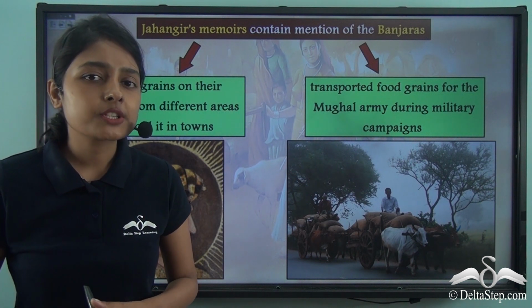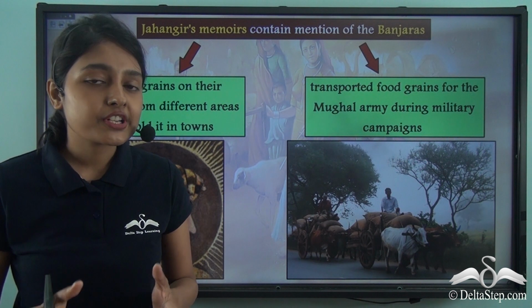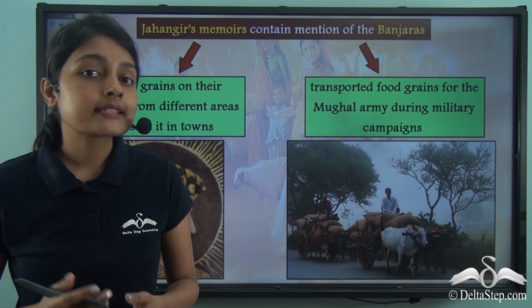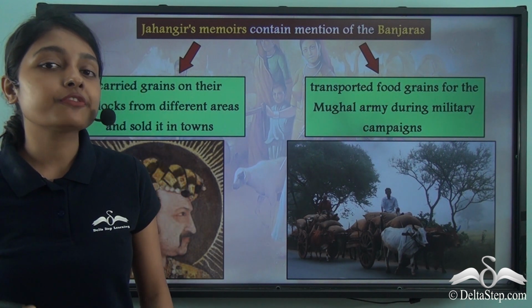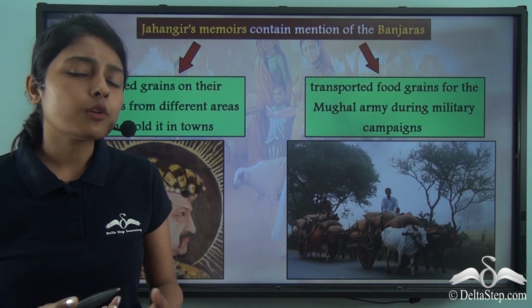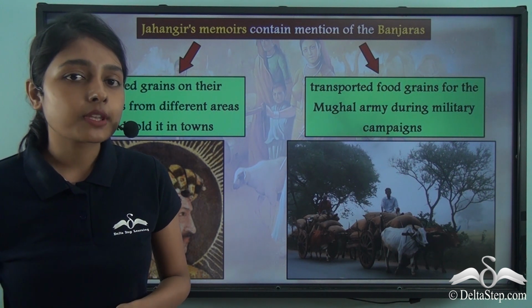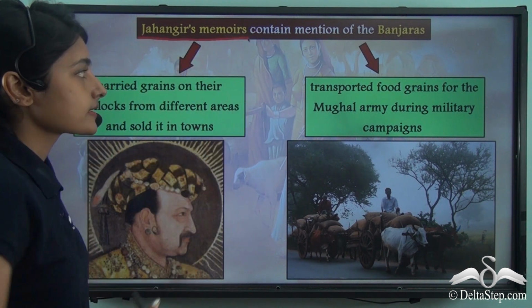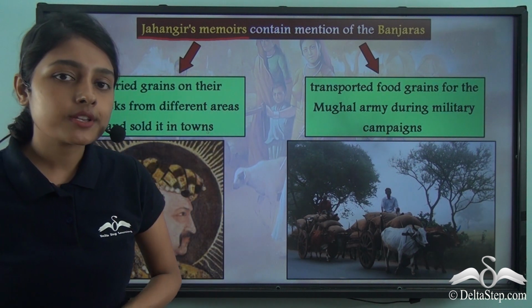While talking about the Banjaras, we got to know about quite a few details about their lives. Firstly, they used to travel in caravans that were known as tanda. And secondly, Sultan Alauddin Khalji used to rely upon them for the purpose of transporting grains. But how do we get to know so much about the Banjaras? Mentions of the Banjaras could be found in Jahangir's memoirs. Now, what do we get to know from Jahangir's memoirs?